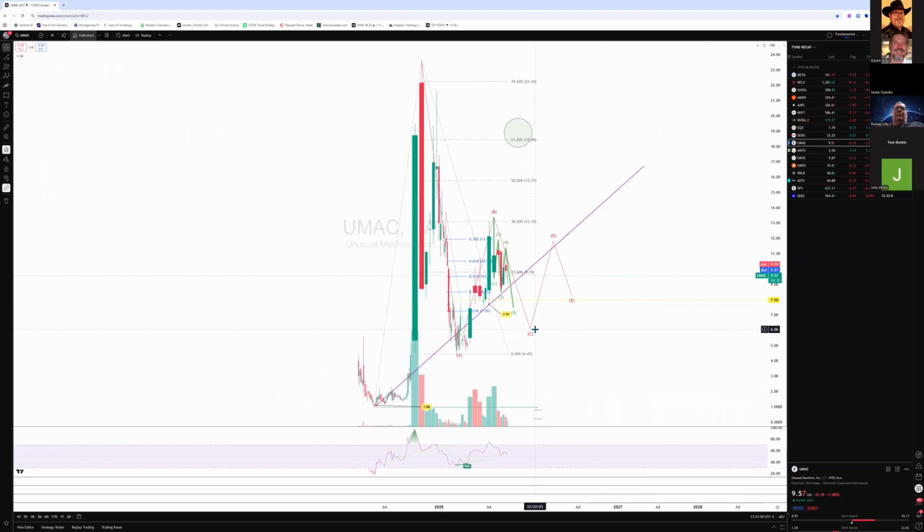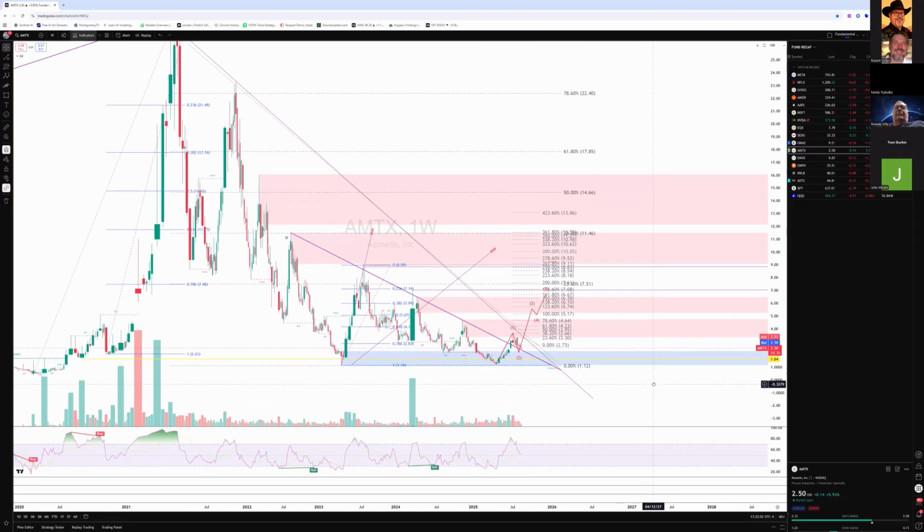UMAC, at this point, I would say $6 as far as a pullback, but it does have a little relative strength today. It's not broken down as aggressively as some other names. And ironically, AMTX is still holding up. I don't think we take out this low at 219. However, a logical place would be 50% of the smart money zone at 175. If we get back down there, that's where I would be entering.